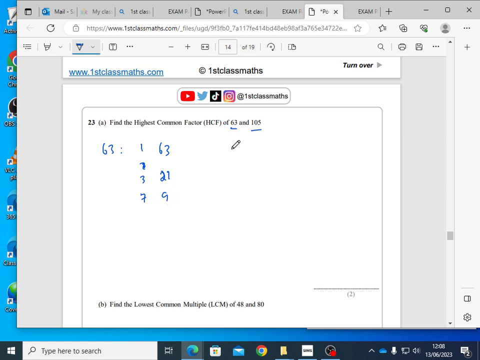So let's try 7. Does 7 go into 105? 105 divided by 7, yes, it does, 15 times. So that is the highest common factor that's going to go into both of them. So that will be 7.